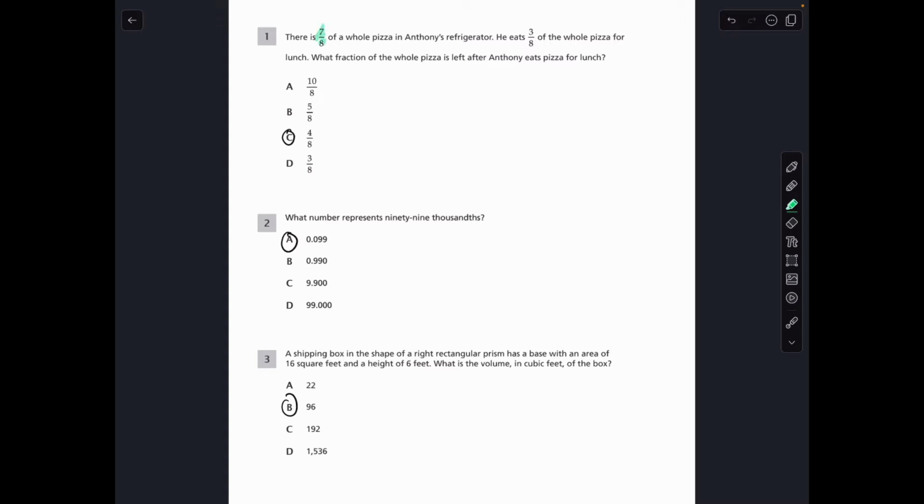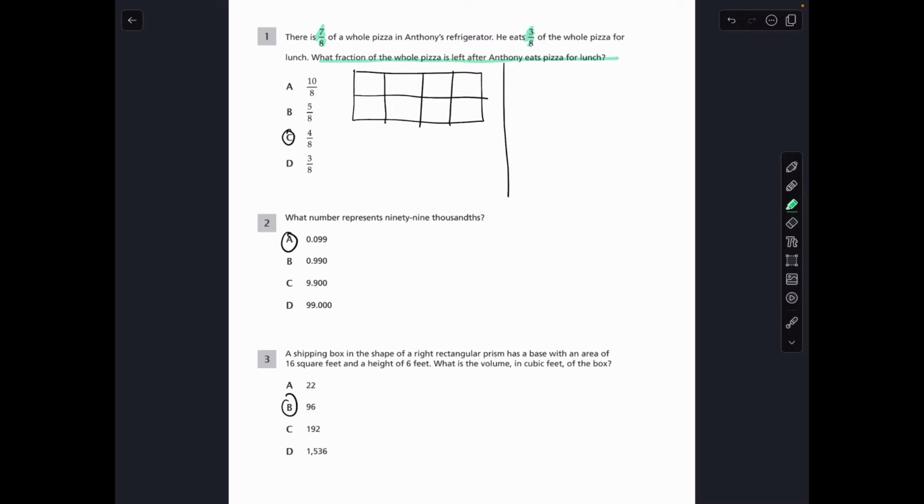There is 7/8 of a whole pizza in the refrigerator. He eats 3/8 of the whole pizza for lunch. What fraction of the whole pizza is left? So 2 ways I can see kids doing this. One is to just draw the pizza, or just draw a model with 8 pieces. And we know that there was 7/8.